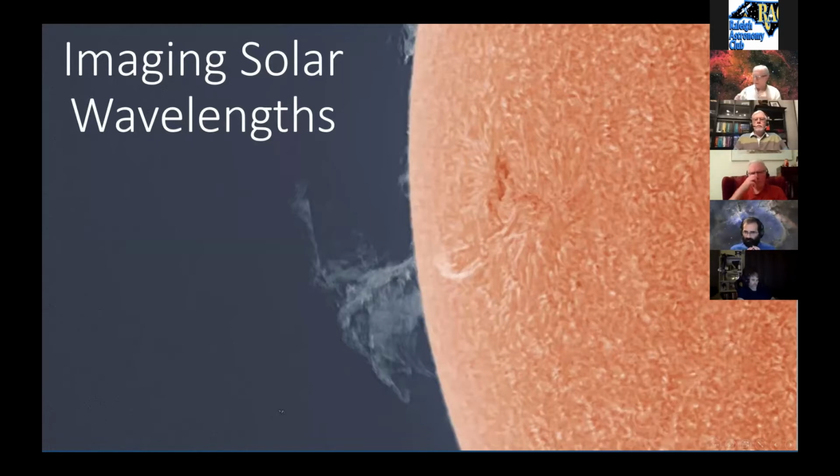Okay, so I did this same talk about 2 years ago, but this one we're going to dwell more on the imaging aspect, not necessarily just observing. So, imaging in solar wavelengths.